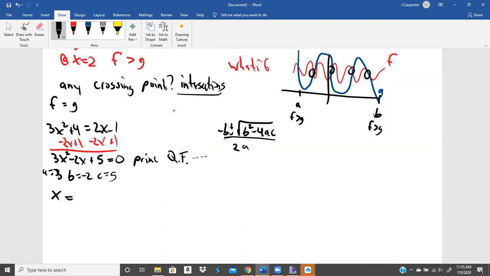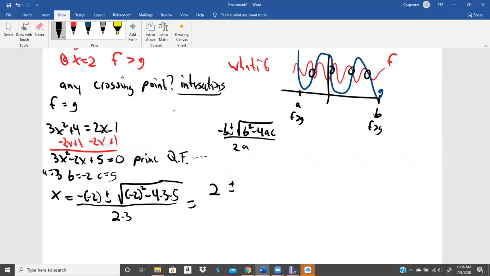So you go x equals negative b, so that's negative negative 2 plus or minus square root. B squared is negative 2 in parentheses squared minus 4 times 3 times 5. That's your 4ac all over 2a, which is 2 times 3. That's positive 2 plus or minus. I'm doing this quick because I just want to get to the point. Square root of 4 plus 4 times 5 is 20. 20 times 3 is 60. All over 6.